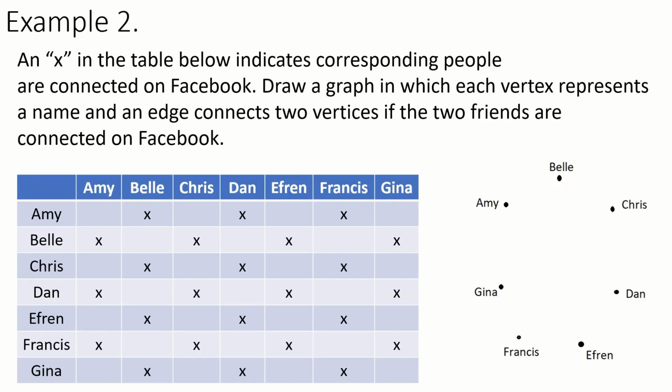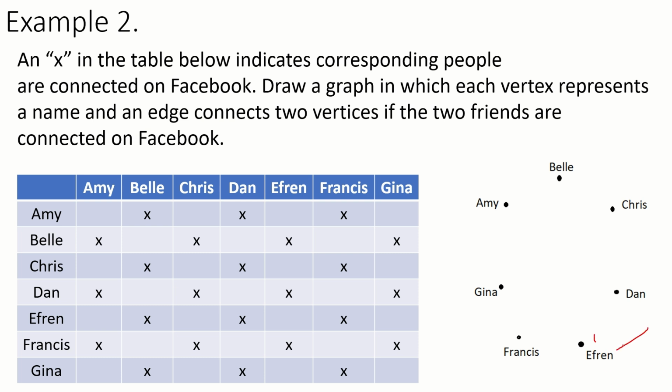Another example is this. An X in the table below indicates the corresponding people are connected on Facebook. So we have Amy, Belle, Chris, Dan, Efren, Francis, and Gina. So the instruction is to draw a graph in which each vertex represents a name and an edge connects two vertices if the two friends are connected on Facebook. So let's have this illustration on the right side.